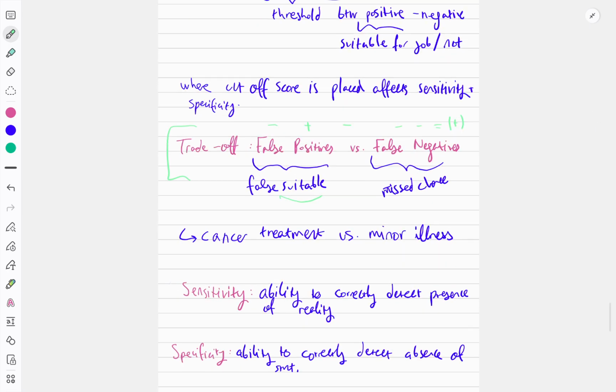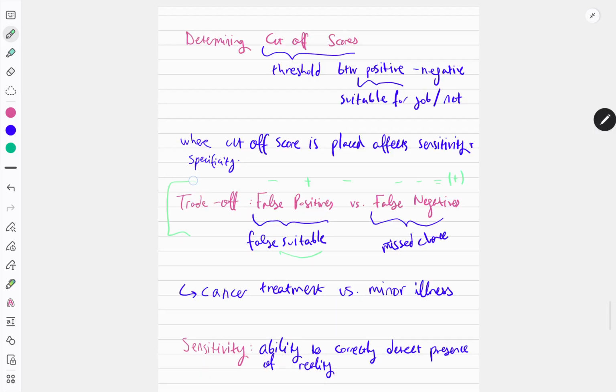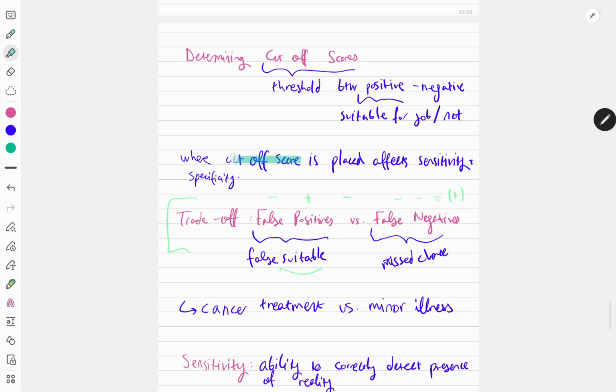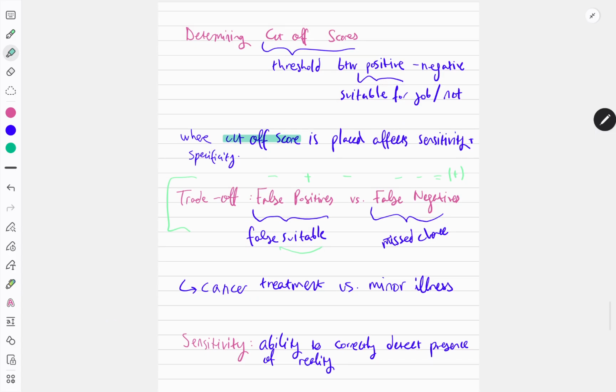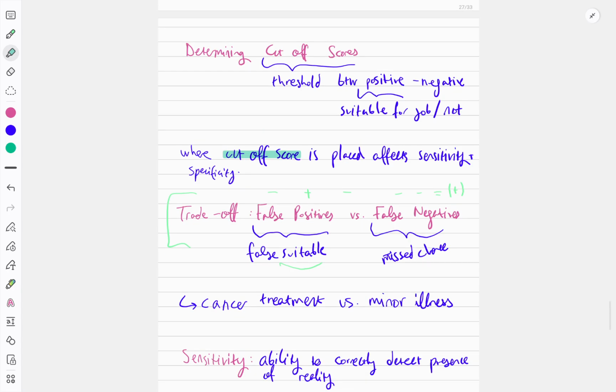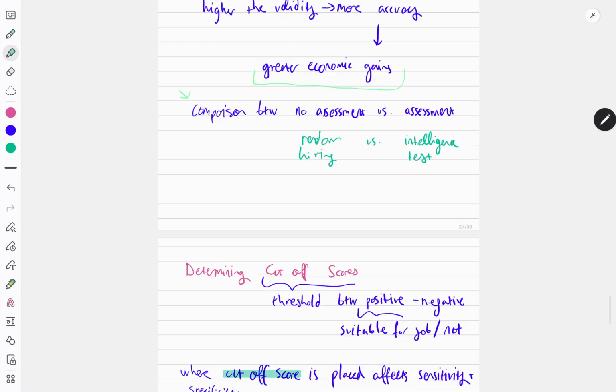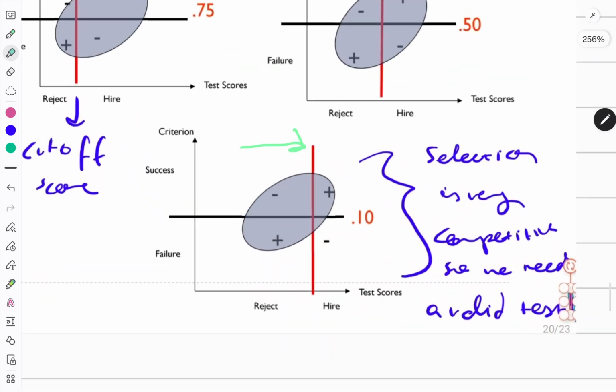So yeah, also when we are deciding where we're going to place our cutoff score, we can give the example of cancer treatment versus minor illness. When we are finding a treatment for cancer, we need to make sure that we are very careful. So our cutoff point most likely should be on the very right side, like here, because we want to make sure that we are making the correct decision.